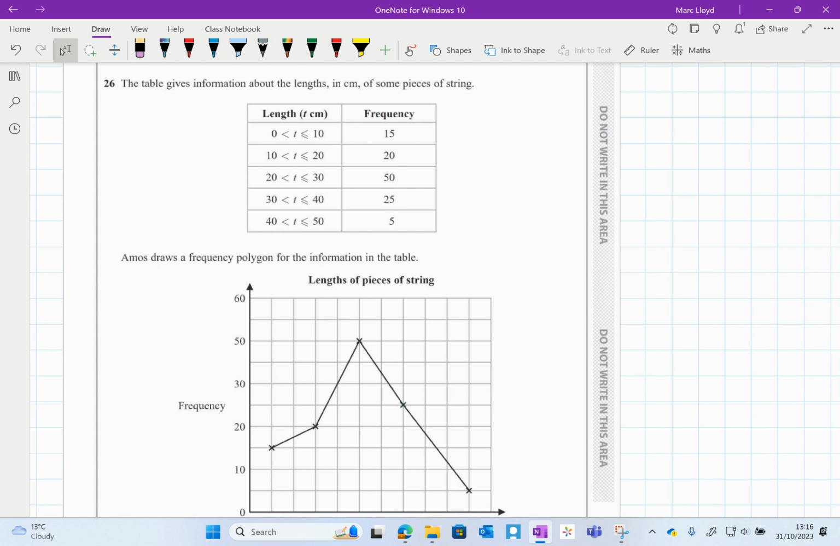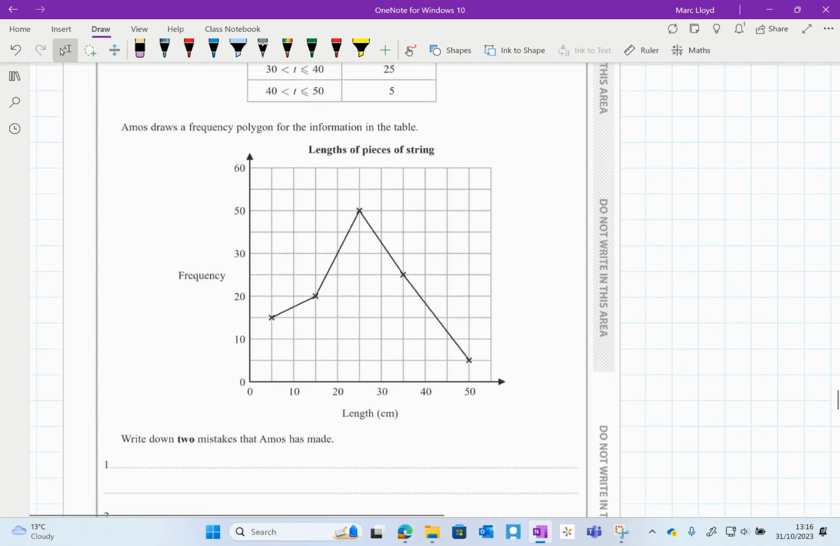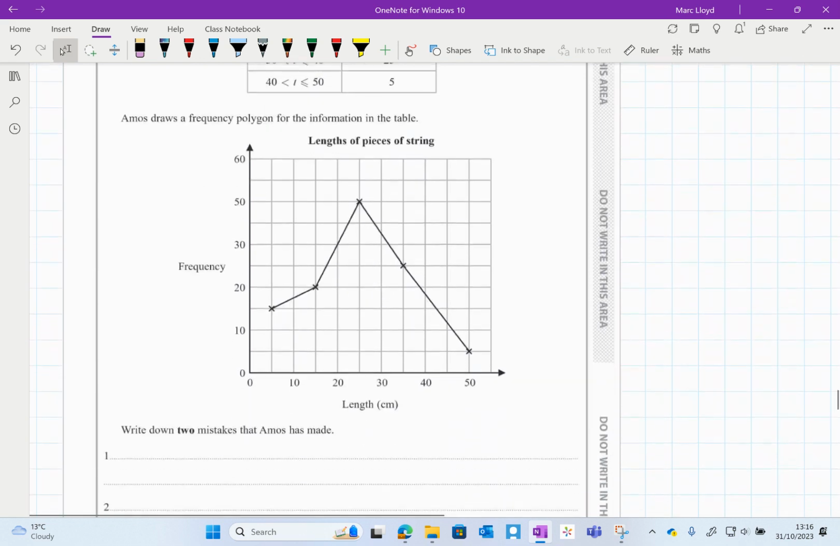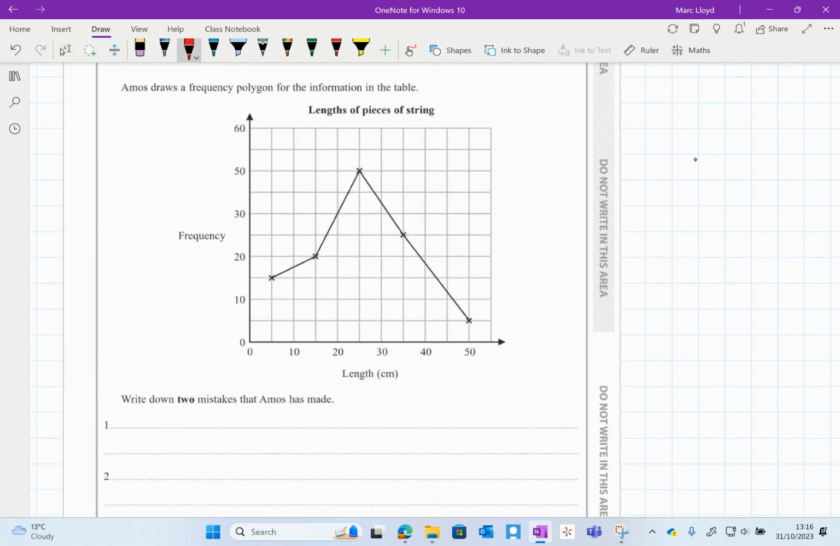Amos has drawn the frequency polygon for the table. Two mistakes. Right, so these are not plotted at the midpoints; they need to be plotted at the midpoints, not the ends. Okay, so that's the first problem.